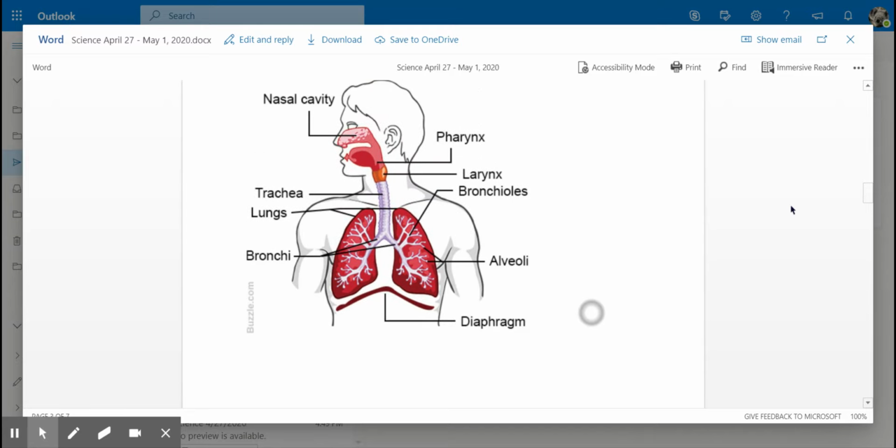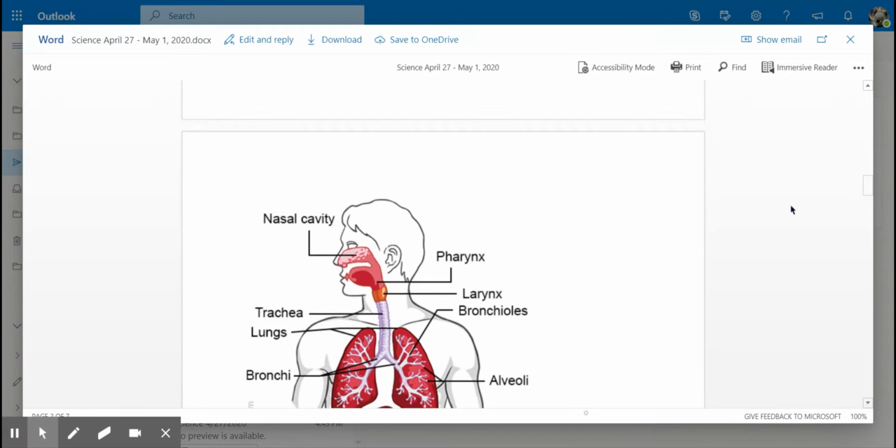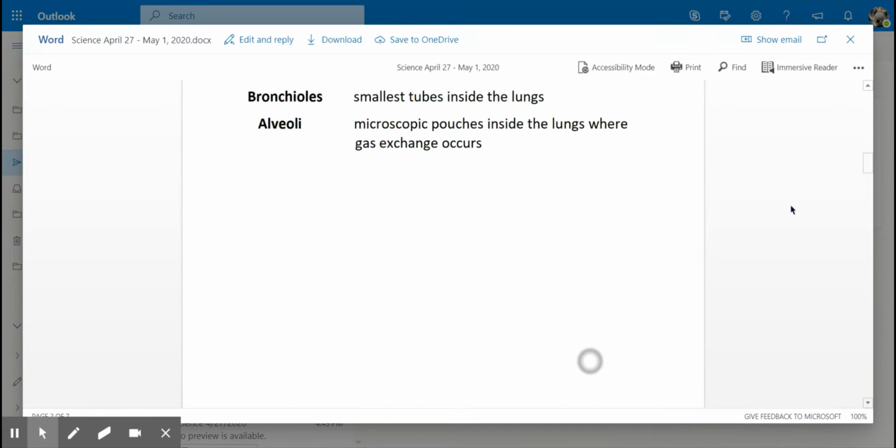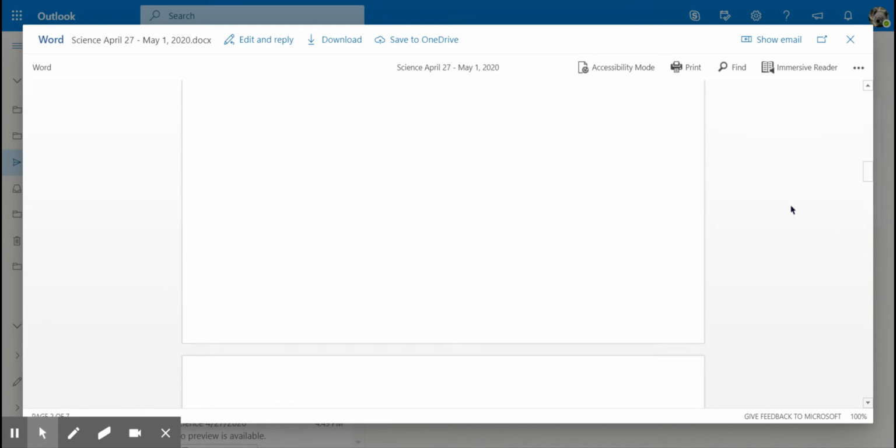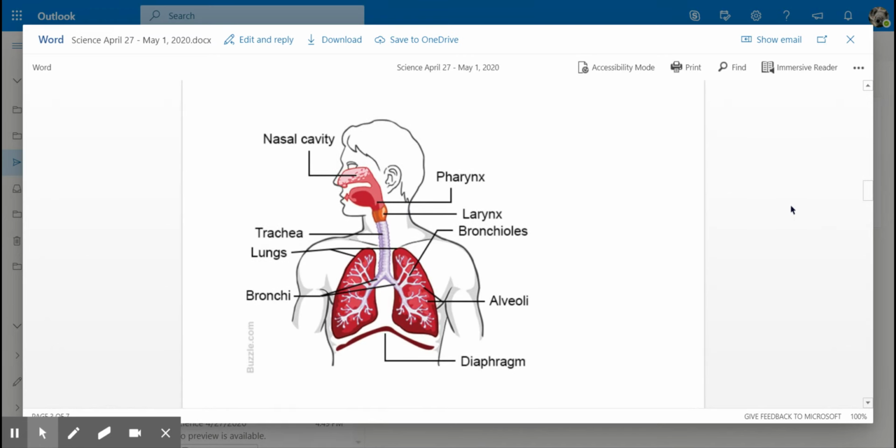Oh, look, there we are. Super close, right? This describes it. Which one is the smallest tubes inside the lungs? Yep, that's right. The bronchioles. It says it right here. The smallest tubes inside the lungs. If you look, there are the super itty bitty teeny tiny tubes. The bronchioles. See? The bronchioles. These are the bronchi. And the teeny tiny small tubes are the bronchioles.